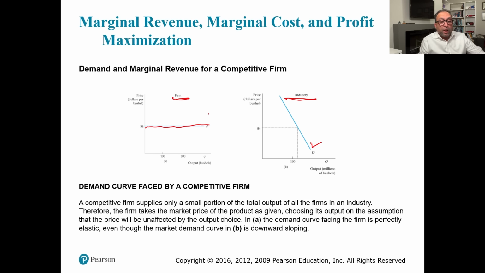Why is it horizontal? Because at this price, this firm can sell as much as they want. So you must be very clear in your mind that the demand for the whole market in a competitive market is downward sloping. But the demand curve for a firm in a competitive market is horizontal, because this firm is a very tiny proportion of the whole market, so they can sell as much as they want. Because the price is given based on market demand and supply, at this price, if he wants to sell more and more, he can sell.